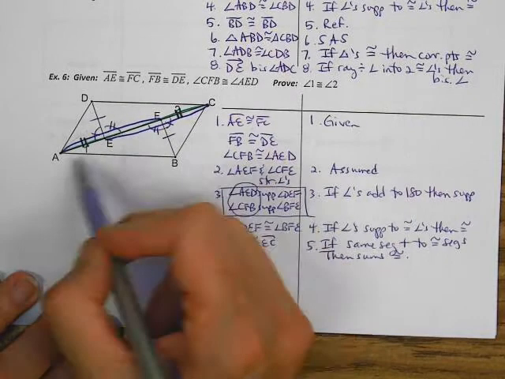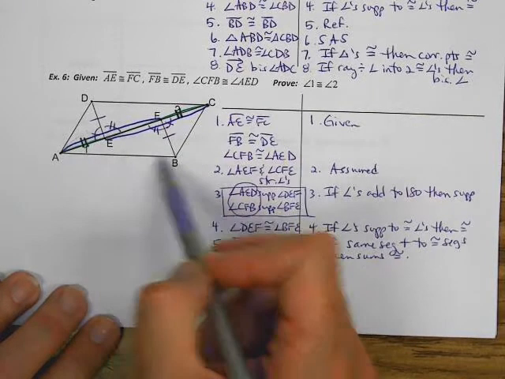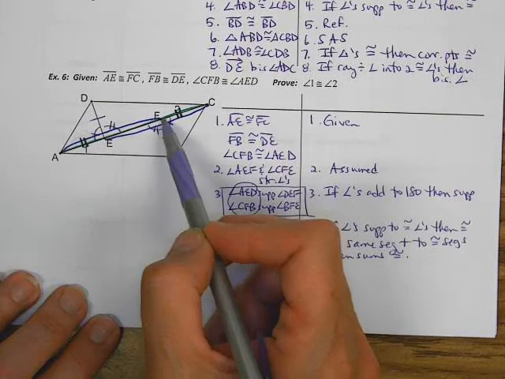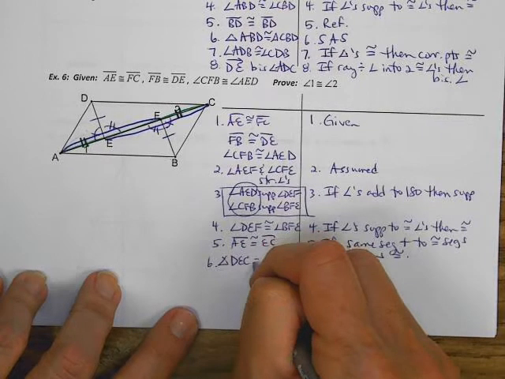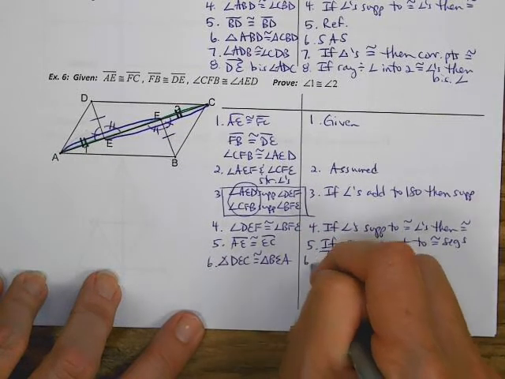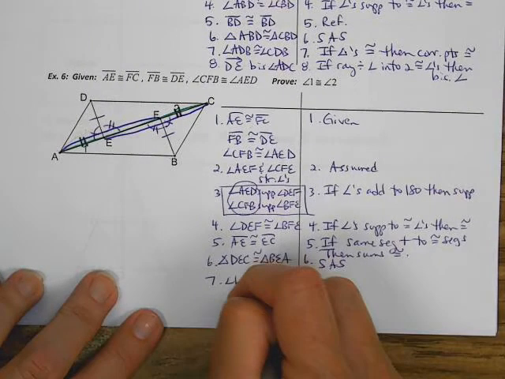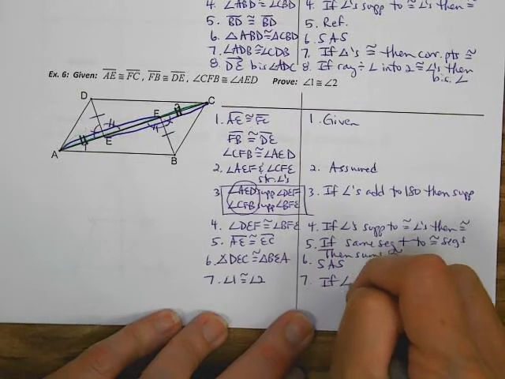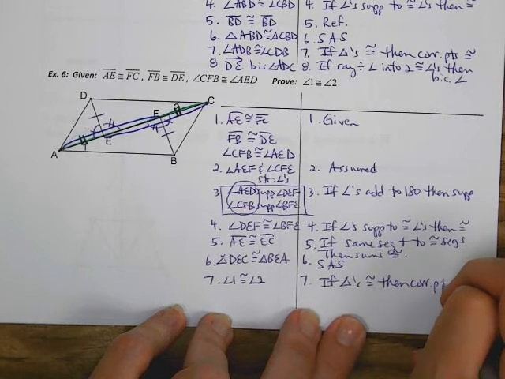Once I have those purple ones in place, I have this top triangle congruent to this bottom triangle by side, angle, side. So I can say triangle DEC is congruent to triangle BEA by side, angle, side, and then angles 1 and 2 are now corresponding parts. If triangles congruent, then corresponding parts are congruent.